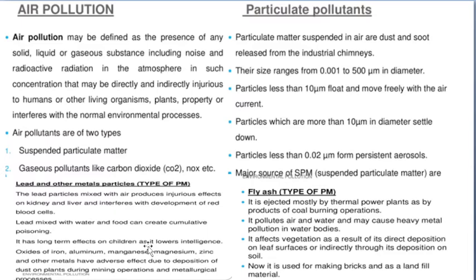Okay, then lead, the symbol is Pb, you know in your plus 2 classes, and other metal particles are also a type of air pollutant. The lead particles mixed with air produce injurious effects on the kidney and liver basically, and interfere with the development of red blood cells, RBC, in our body. Then lead mixed with water and flood water can create a cumulative poisoning substance. Then it has long term effects on children as it lowers intelligence level.